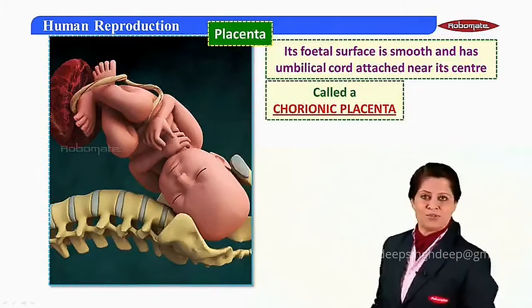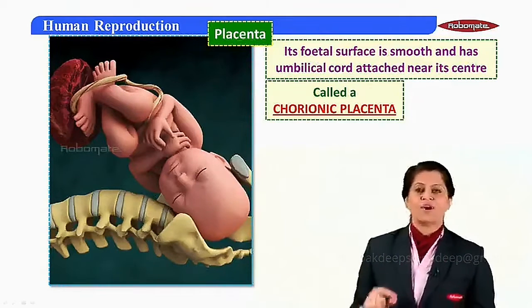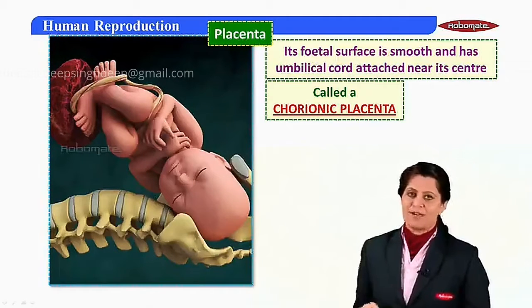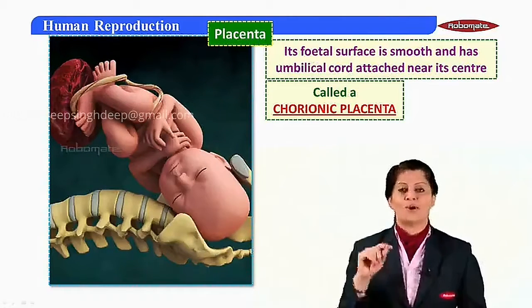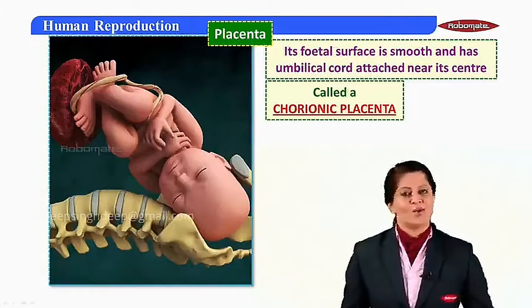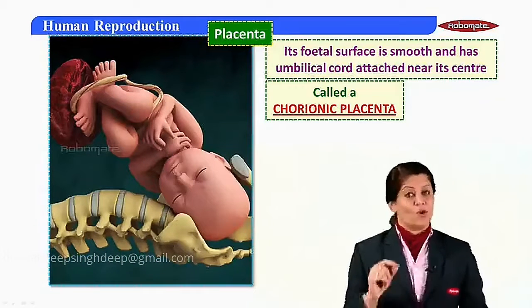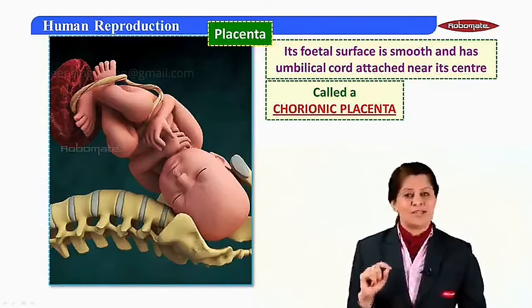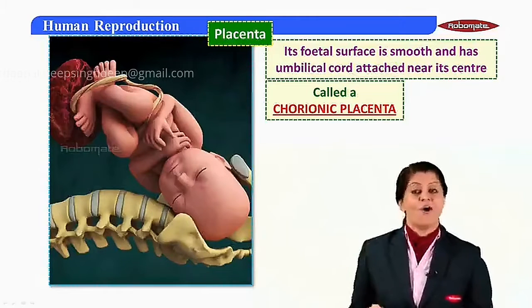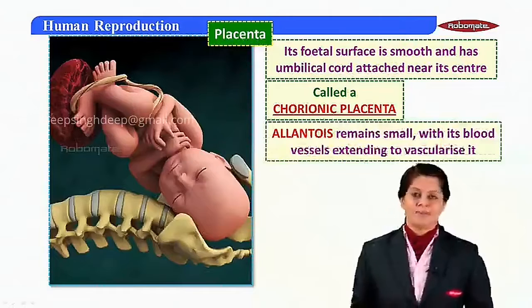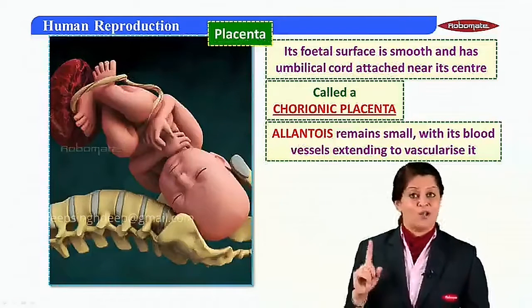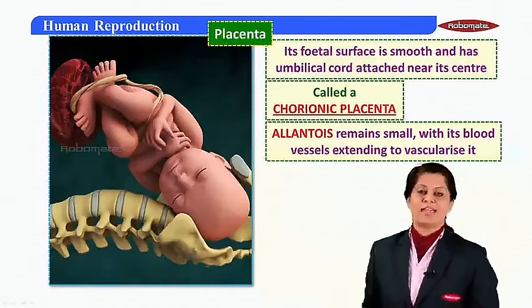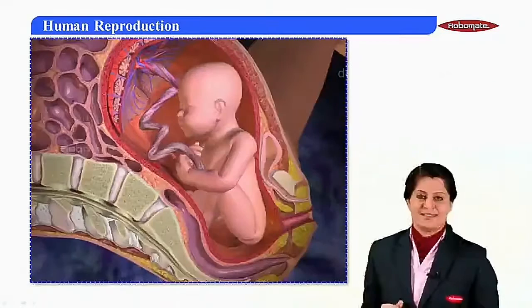We call human placenta chorionic placenta. Important term for you students. Why so? Because human placenta is formed from an extra embryonic membrane. Which one? Chorion. That's why it's called chorionic placenta. But also, students, another extra embryonic membrane, allantois, vascularizes or provides blood to the placenta.